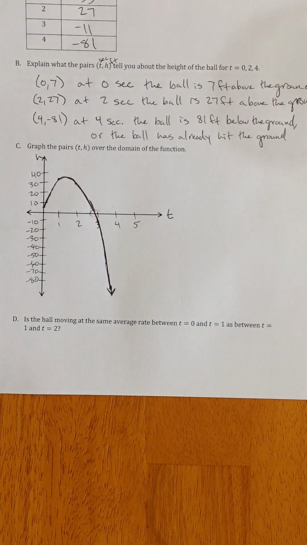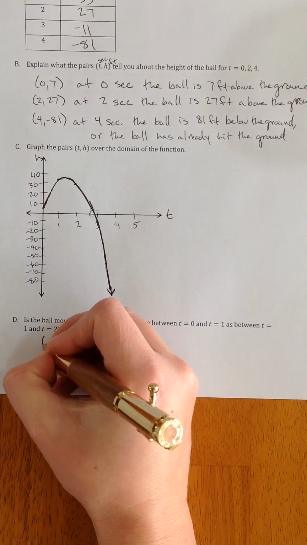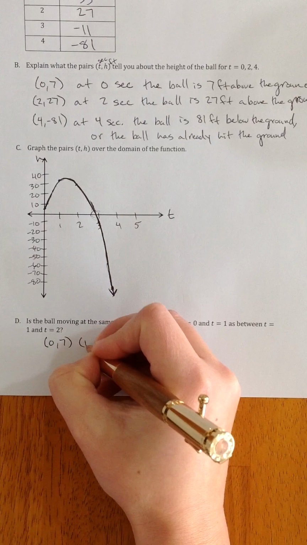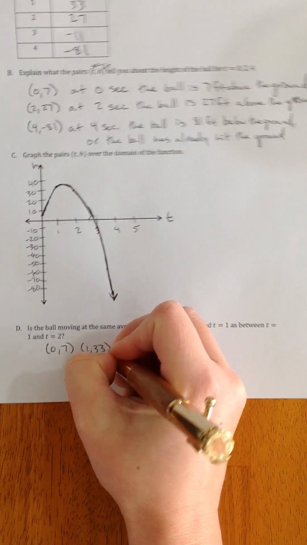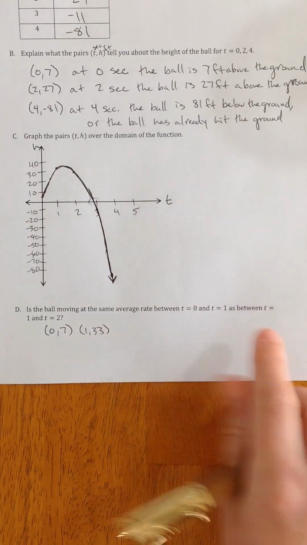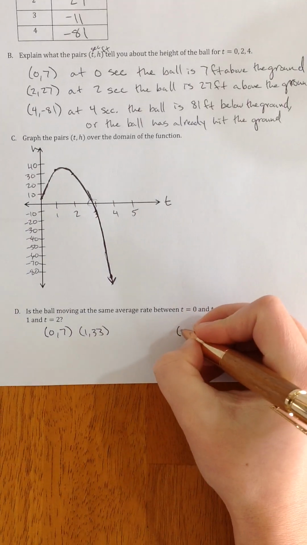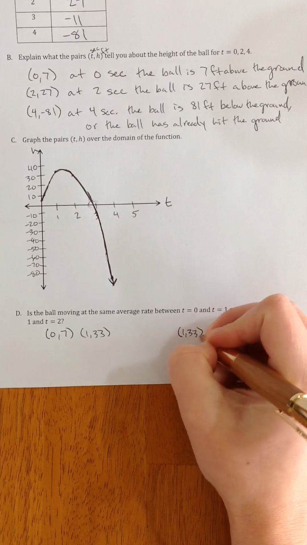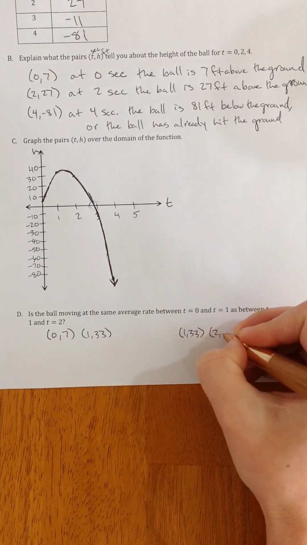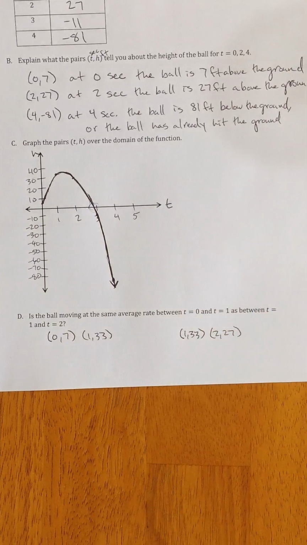So here between t of 0 and t of 1, 0 is at 7, 1 is at 33. So we'll figure out our rate or kind of like our slope with that. And then the other one would be between 33, and then they want it for 2, so 2 is 27. So 1 to 2, and then we'll figure out what the rates are at each of those.